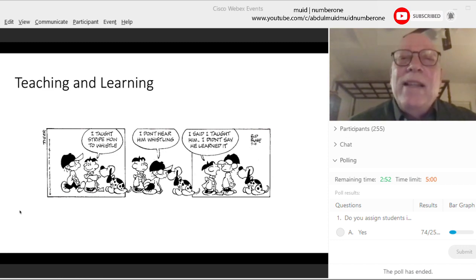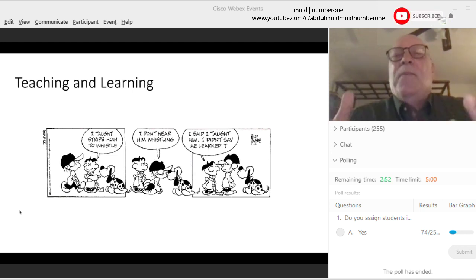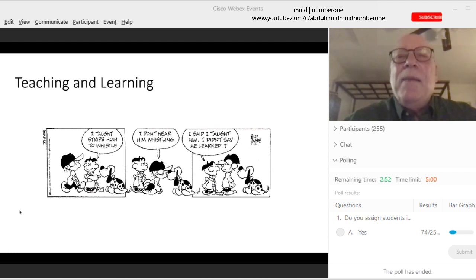So the one boy leans down and says, I don't hear him whistling. And the other boy says, I said I taught him. I didn't say he learned it. Well, don't let this be your class. It's not about you teaching. It's about the students learning. So please keep in mind, it's about learning, not about teaching.